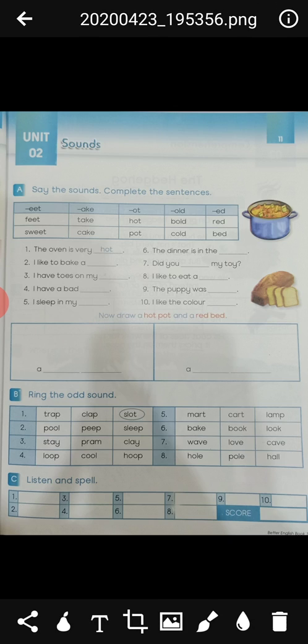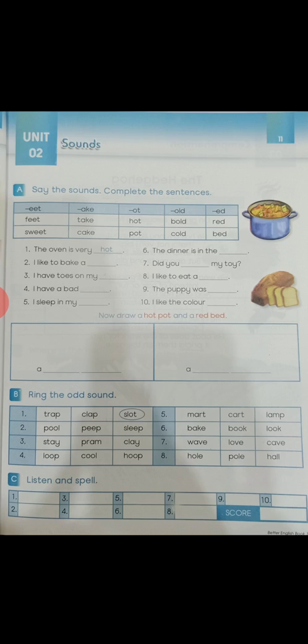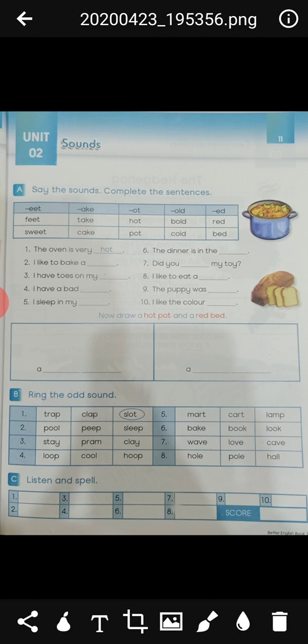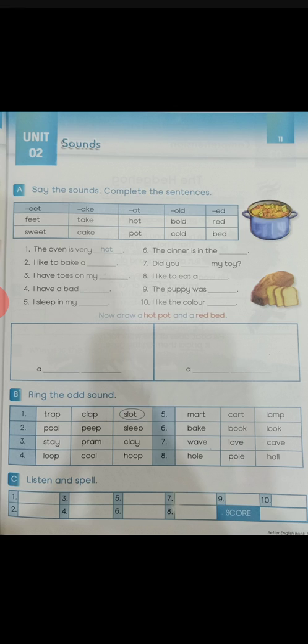The first one is eat. Double E-T, eat. Eat. Feet. Sweet. The second sound is ache. Ache. A-K-E. Ache. Take. Cake.